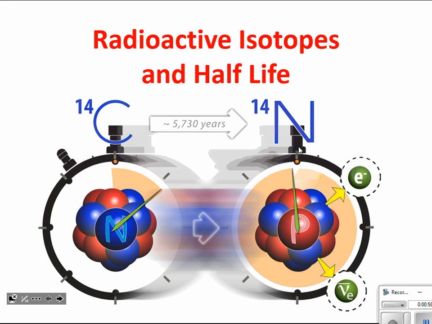Now, for this to occur, I can see here that it is approximately 5,730 years. That is the half-life. So in order for half of those carbon-14s, which is an unstable compound, to become a more stable nitrogen-14, it's going to take 5,730 years. All right? So when we're talking about this half-life, what are our learning targets?